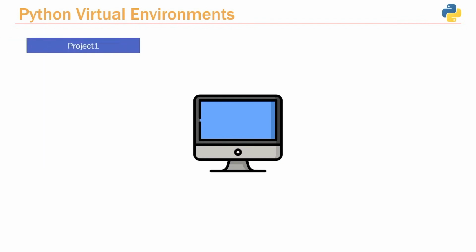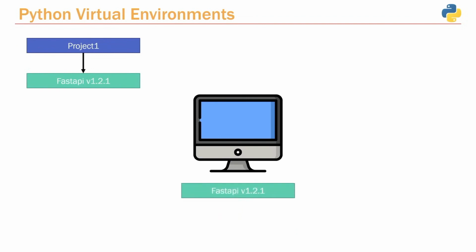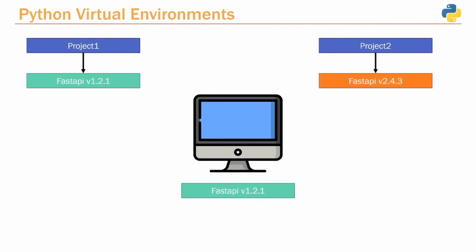Let's say that we created a project called Project 1. And what we need to do is install FastAPI version 1.2.1. So we install version 1.2.1 on our machine so that we can actually use that version. Now let's say later down the road, we start a new project called Project 2. And let's say this project requires us to run FastAPI version 2.4.3 because we want to try out some of the newer features. Well, at this point, we have to upgrade FastAPI to version 2.4.3 on our local machine.